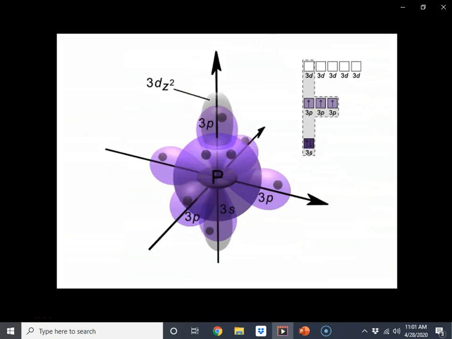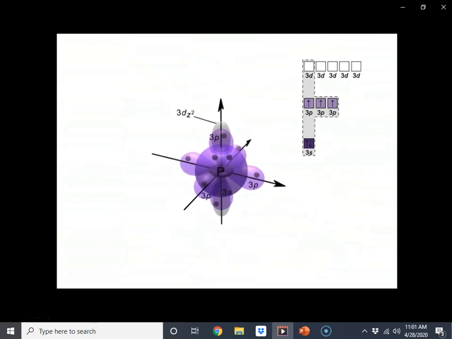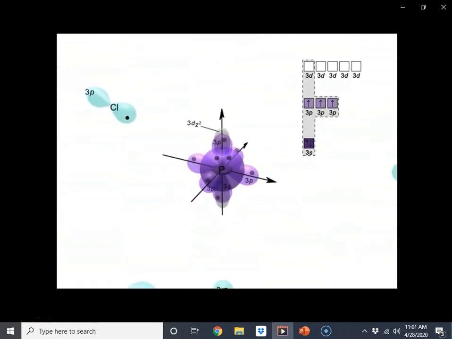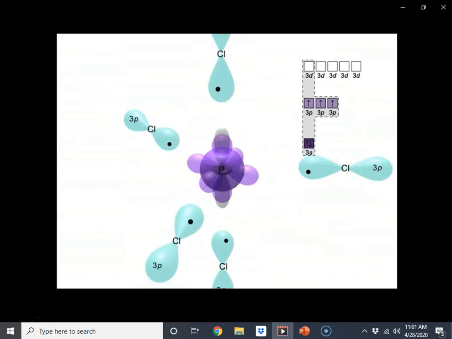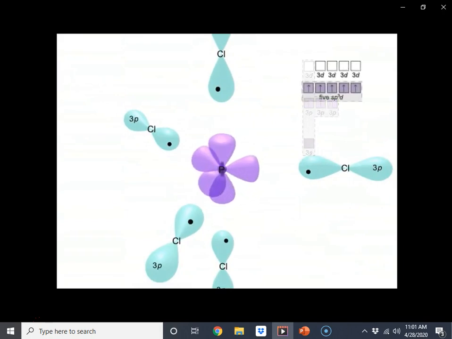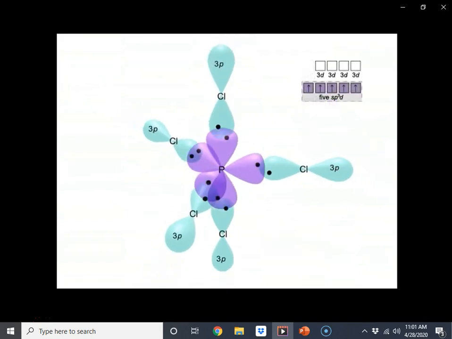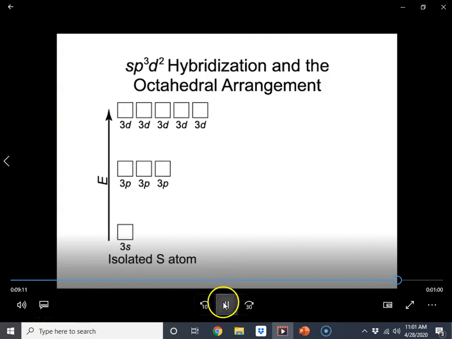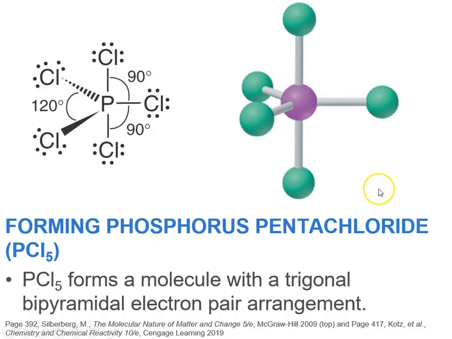So here's phosphorus in its atomic orbital configuration before the mixing has taken place. This is just phosphorus as an atom, but when phosphorus is going to form a molecule with these 5 chlorines, the mixing occurs. We get the 5 sp3d's, each with 1 electron, and then each one of them overlaps with one of the chlorines. So here's our phosphorus pentachloride molecule.